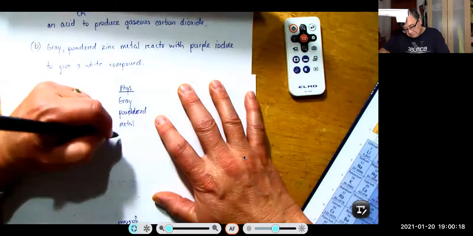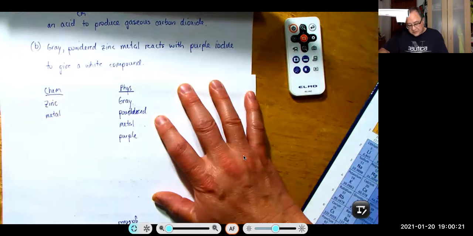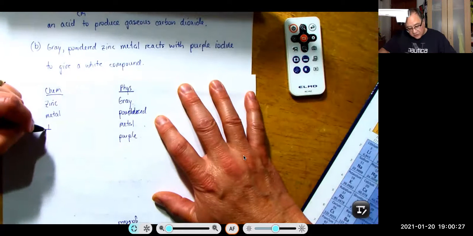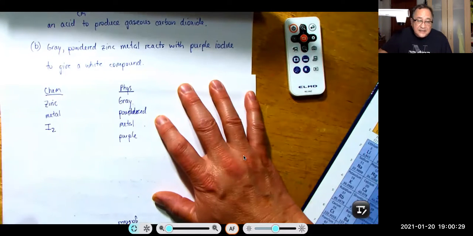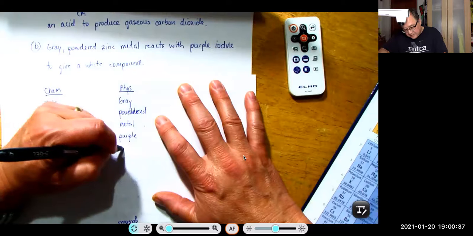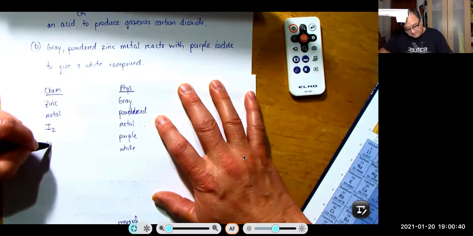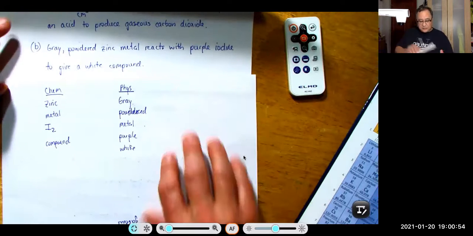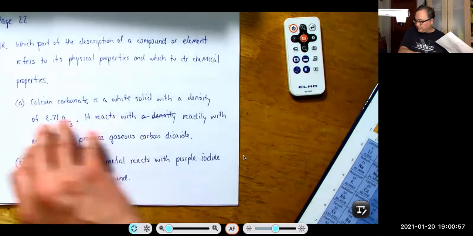Purple. Definitely a physical property. How about iodine? And here, notice I'm going to put I2 because iodine is a diatomic element. It's the I in HONClBrIF. To give a white compound. Are there any questions here? Okay, let's move on.